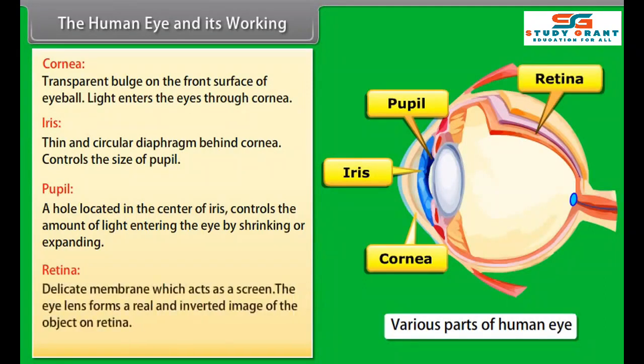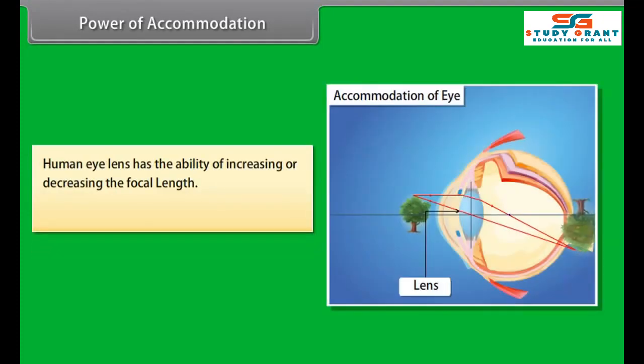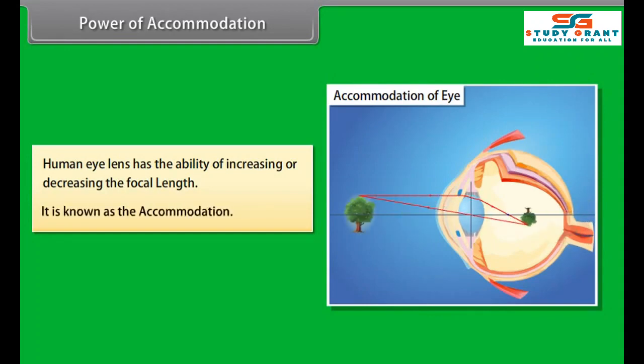Retina. It is a delicate membrane which acts as a screen. The eye lens forms a real and inverted image of the object on the retina. Power of accommodation. The human eye lens has the ability of increasing or decreasing its focal length. It is known as accommodation.